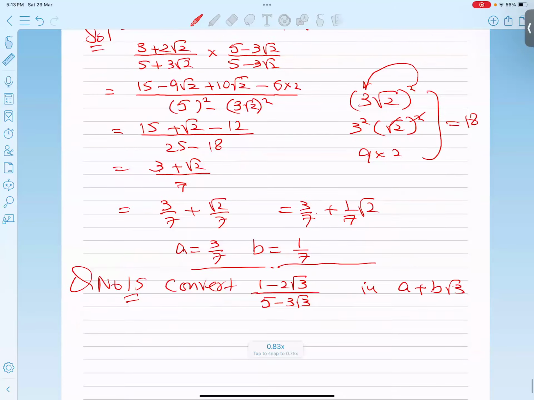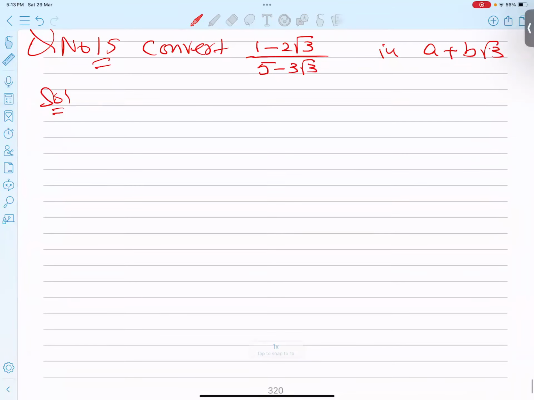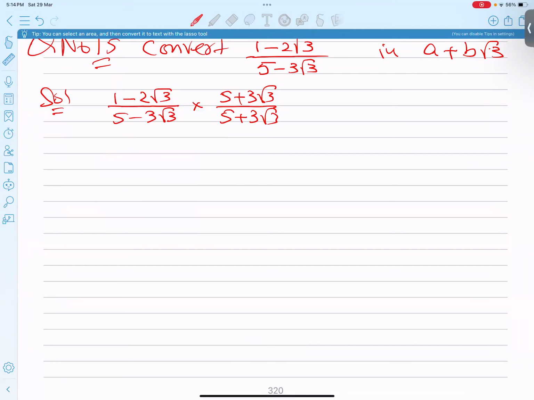So let's start, students. Bismillah Rahman Rahim. Okay, you know the way how to start it now. Look, attention required. So first of all, (1 minus 2√3) over (5 minus 3√3). So what is the conjugate, students? All of you know, 5 plus 3√3. So multiply up and down. Okay, done.